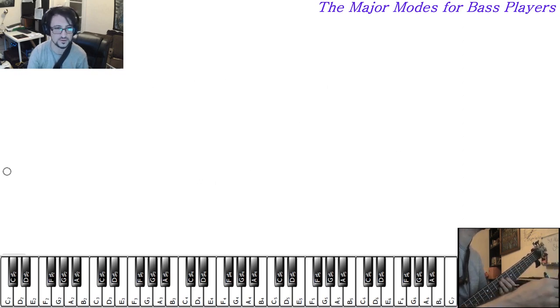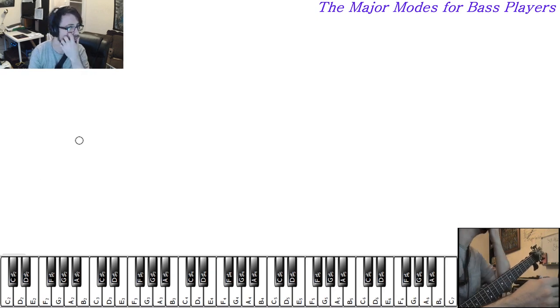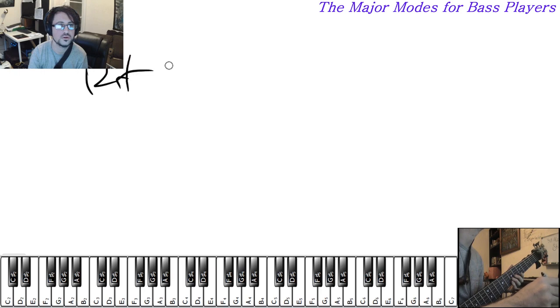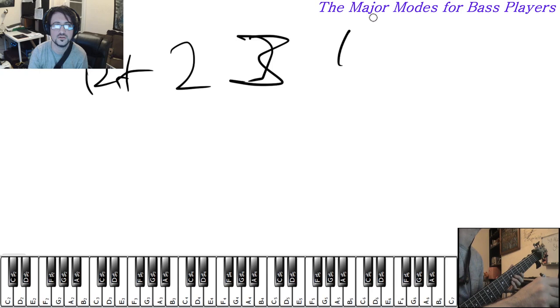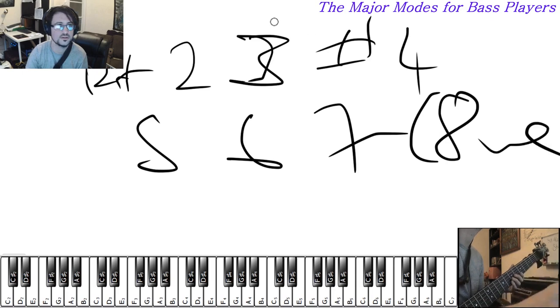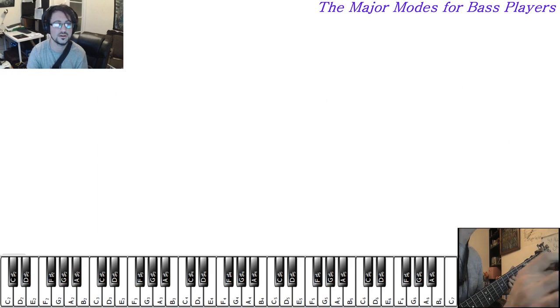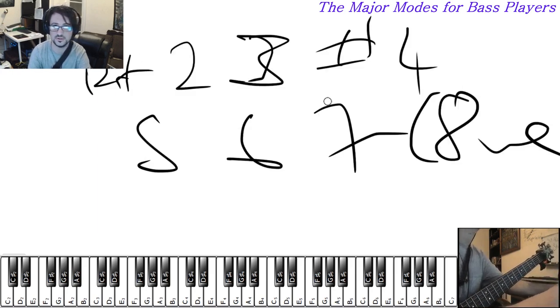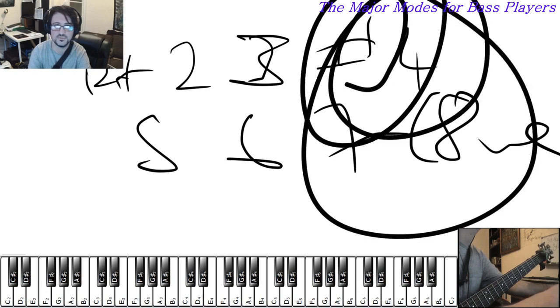So, what else do we need to know? We got the notes, the formula. So, root, 2nd, 3rd, sharp 4, 5, 6, 7, and then octave. That's my lovely adorable son going whap whap whap in the background. And then, actually, hold on. Just to make sure you've got that, it's a major scale with a sharp 4.